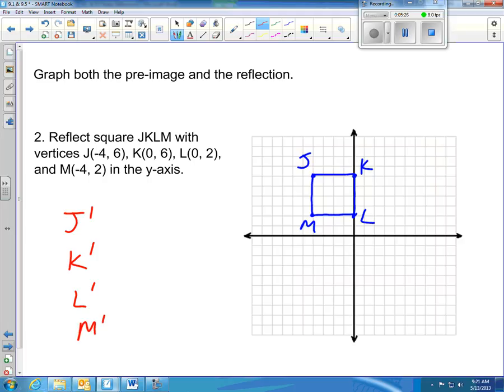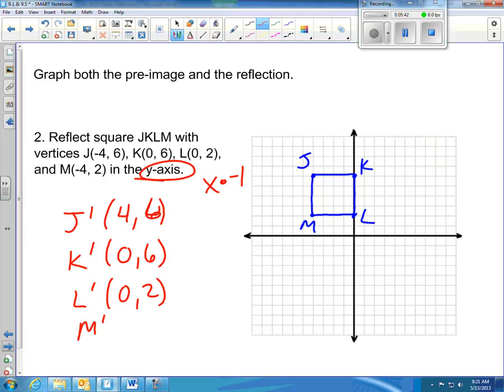Now we're going to do the reflection for the y-axis. So we are going to be multiplying x times negative 1. So our new J term is going to be 4, 6. K is going to be 0, 6. L is going to be 0, 2. And M is going to be 4, 2. So let's go ahead and draw those.